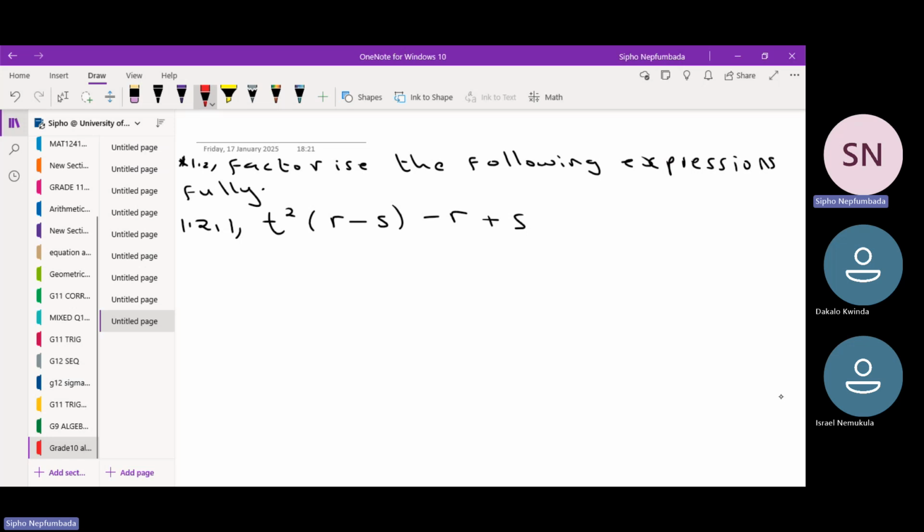So how do we factorize this? This is nothing but going to be equals to t squared into r minus s. Here we take out the common factor between those two. Common factor actually minus 1. That negative, we divide each and every value where there are letters, we're going to change the signs.